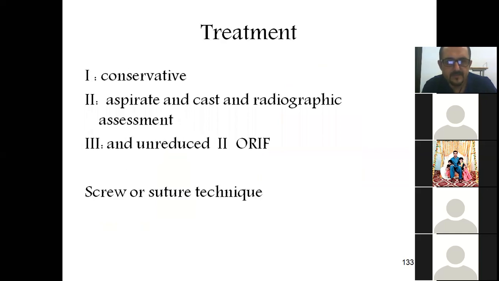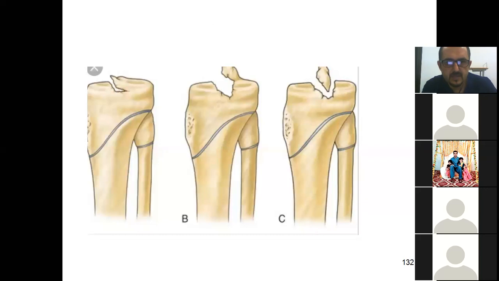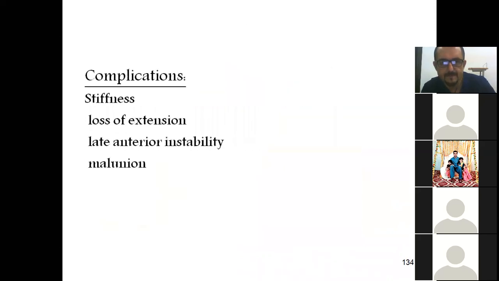Remember, there is one type 2 McKeever, if managed effectively, there is a loss of terminal extension. And if there is loss of terminal extension in these patients, you can arthroscopically enlarge the trochlear groove, because they can also cause cyclops type of lesions and reduce the terminal extension.